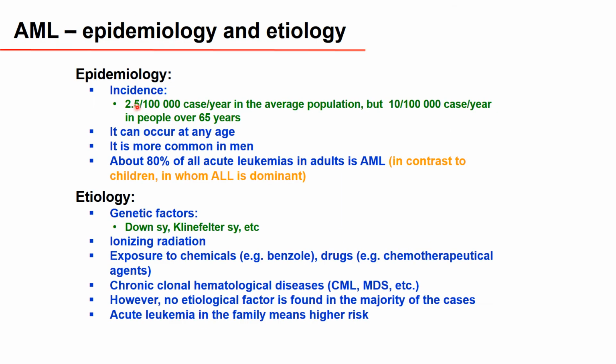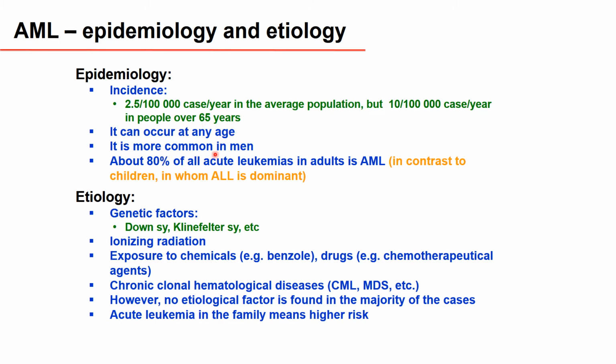Now let's see the epidemiology of acute myeloid leukemia. The incidence is relatively not too high, about 2.5 per 100,000 cases per year in the average population. But if you count the elderly, for example over 65, it's about 4 times higher, about 10 in 100,000 cases per year over 60 years. It can occur at any age, so it's not only the elderly, it has a little increase with age.